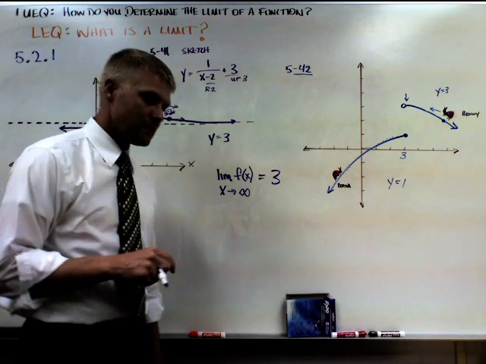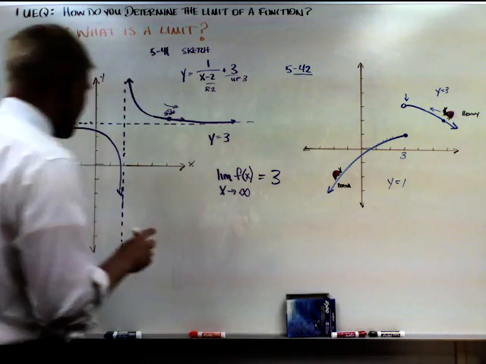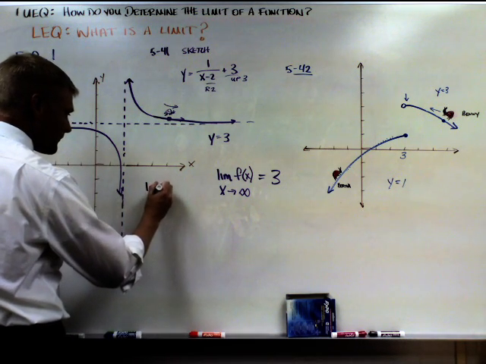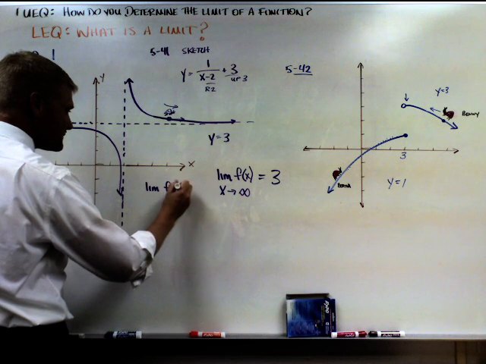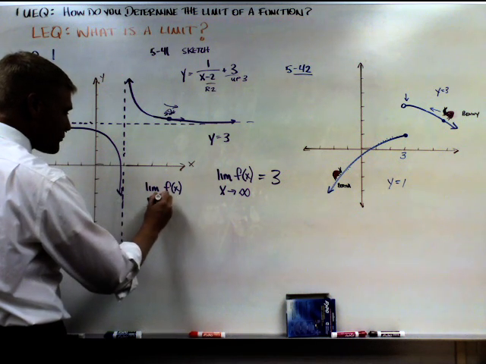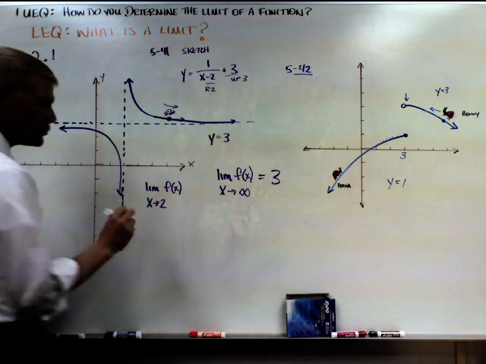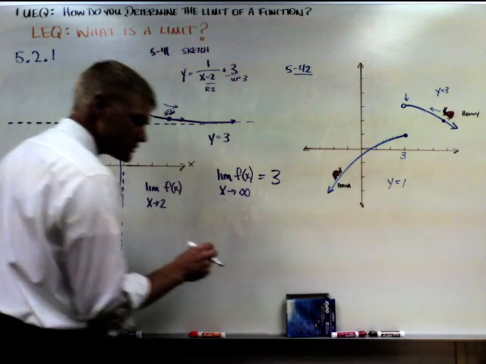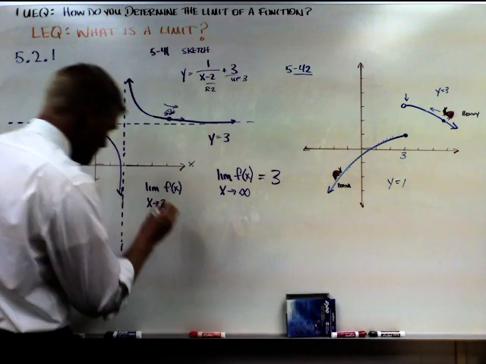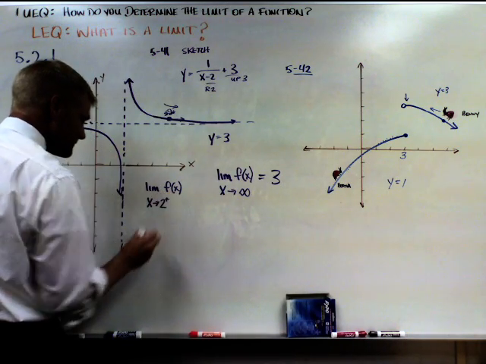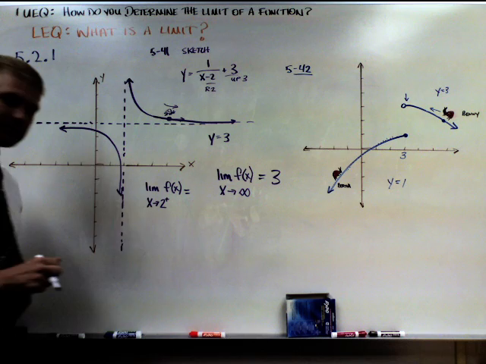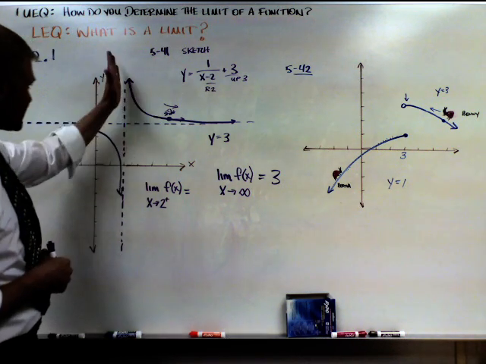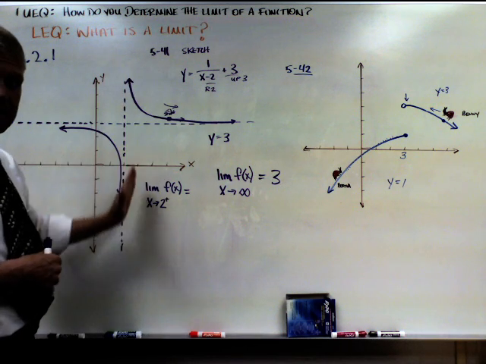Let's try another one. What about the limit of f of x as x approaches 2? I'm going to throw a little symbol in here. As x approaches 2 from the right. What does that equal? So first of all, locate that x value of 2. Where is that? Correct. It's right here. It's our VA.